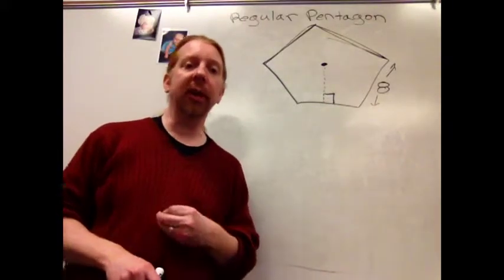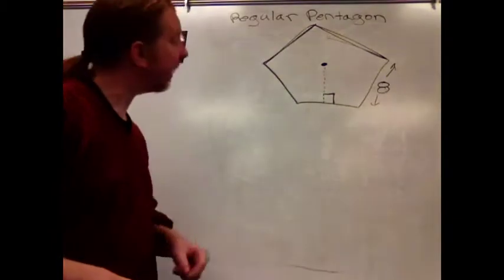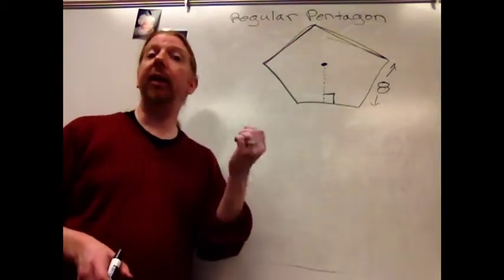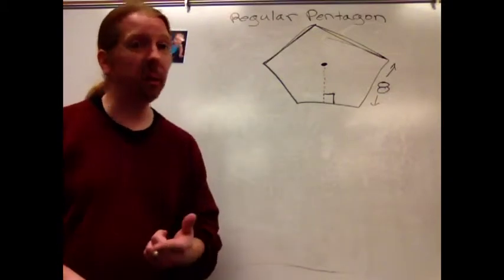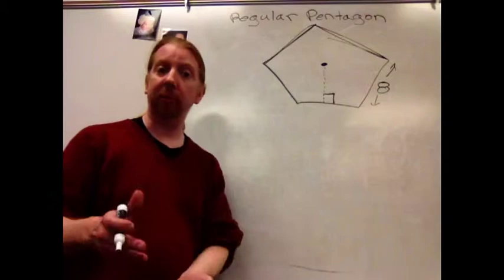Now, let's look at how we find the area of a regular polygon. In front of us we have a pentagon, but the rules we're going to talk about apply to all polygons. That includes triangles and squares. They can be regular and they follow these same rules and same formulas.